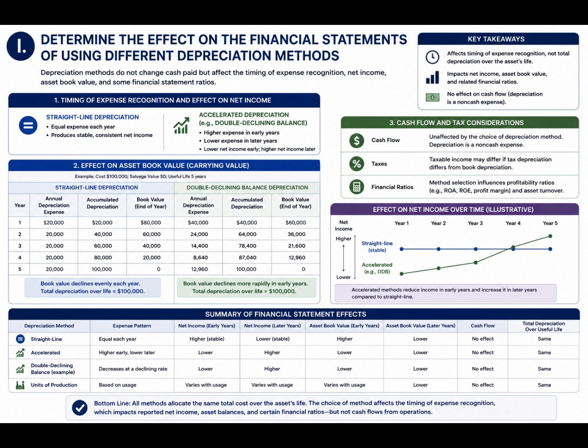Cash flow is unaffected by depreciation method selection. Depreciation is a non-cash expense. However, taxable income may differ if tax depreciation differs from book depreciation. Method selection influences profitability ratios, return on assets, and asset turnover measures.